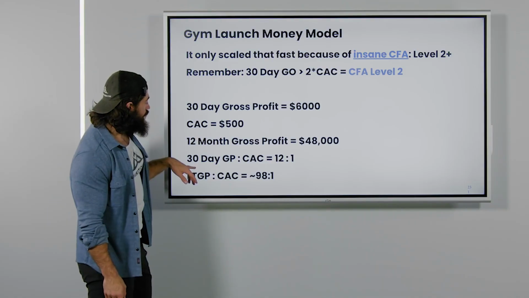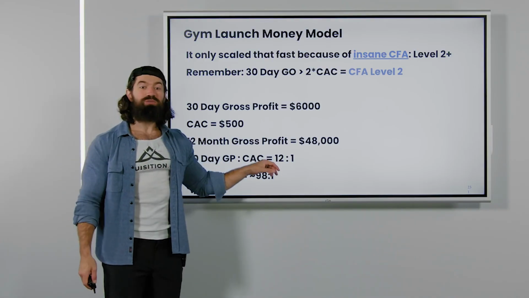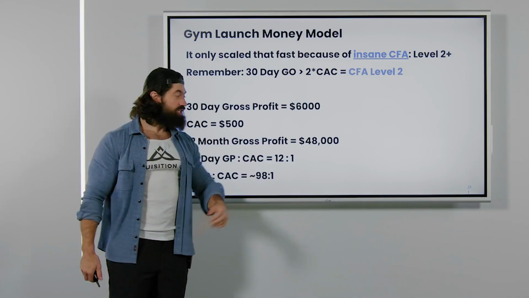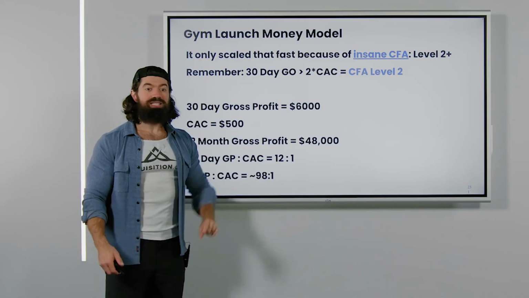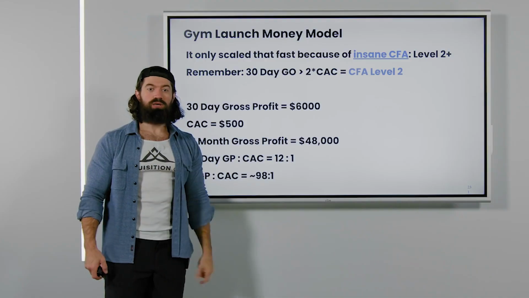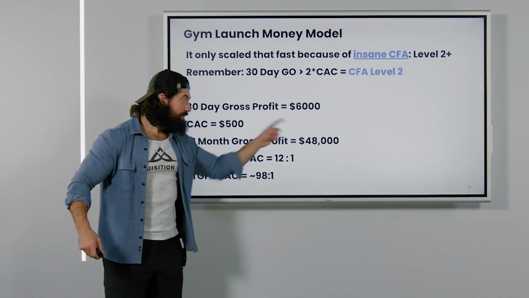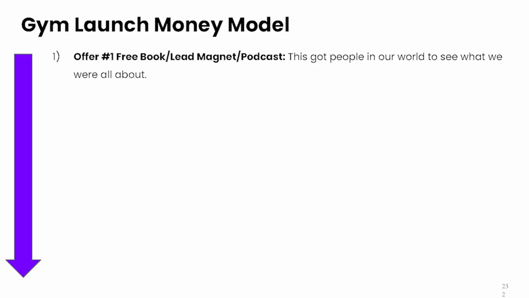All right. And so our 30-day GP to CAC was 12 to 1. So within 1 month, if I spent $500, I got $6,000 back in the first month. So I'm making money, making money. And so this was the offer stack for Gym Launch. The front end was a free book, Lead Magnet podcast. That was the front end.